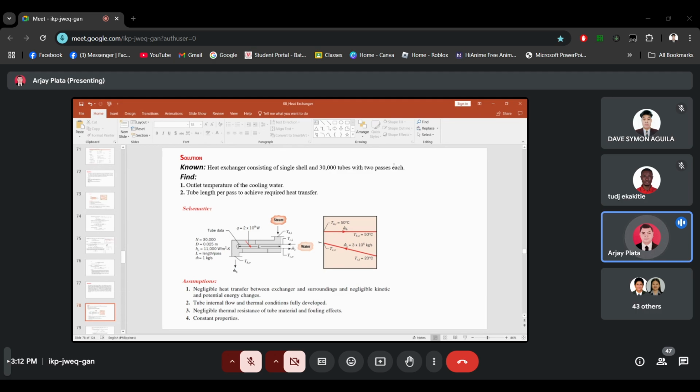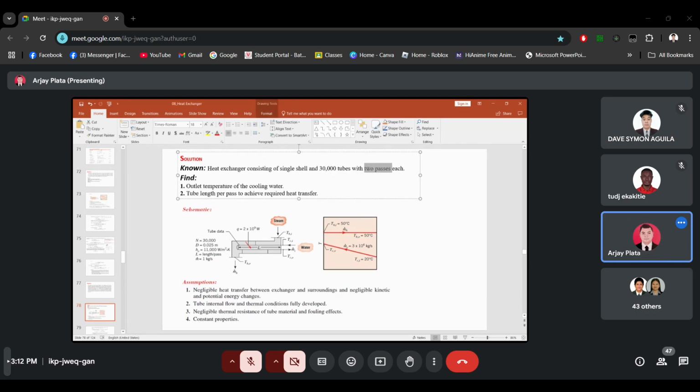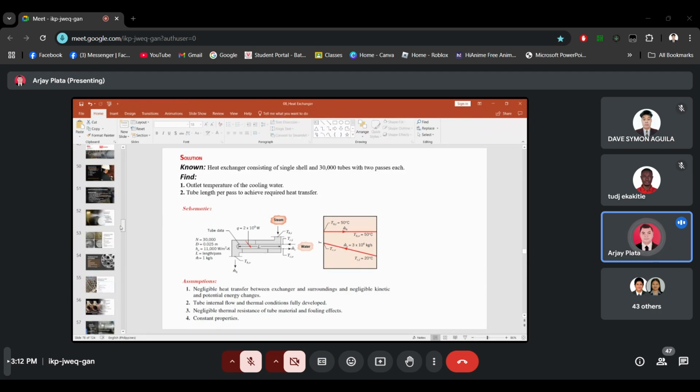So how do you define the number of passes? I think I have some example here of the number of passes. For example, it is said that it's only one pass.